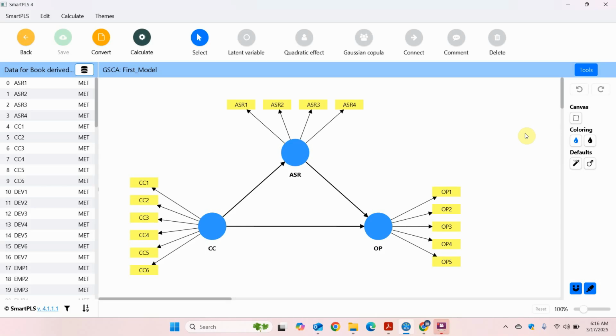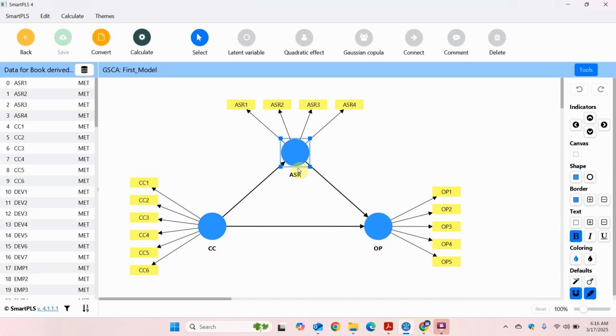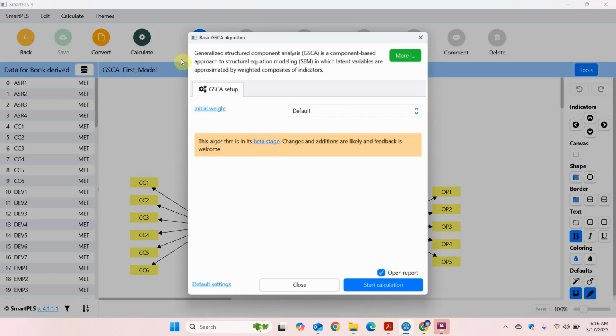In this session, we are going to look into how to assess model fit when a model is designed based on GSCA, or when we are using GSCA in Smart PLS. In this case, I've got a model with one IV, one mediator, one DV. And we can go to calculate the basic GSCA algorithm, that is generalized structured component analysis in Smart PLS.